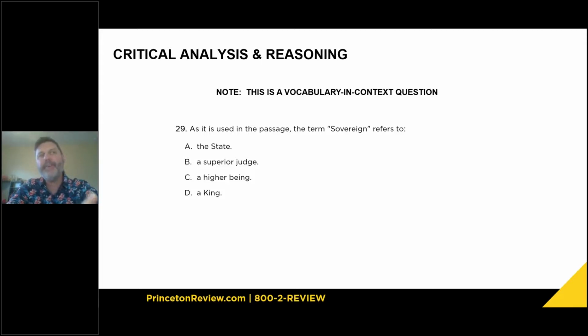So after having read that, you can see that a king is a sovereign, but this isn't about a king. A higher being is a sovereign, but this is not about a higher being. A superior judge is mentioned, but this is not referred to as a sovereign. So that leaves us with the state. This is all about the state.